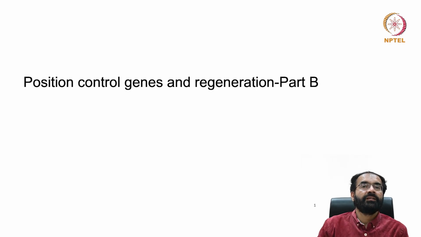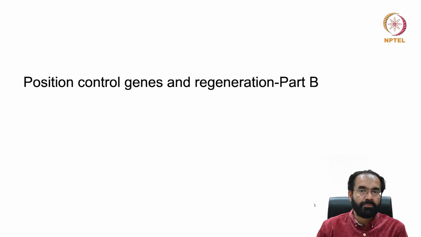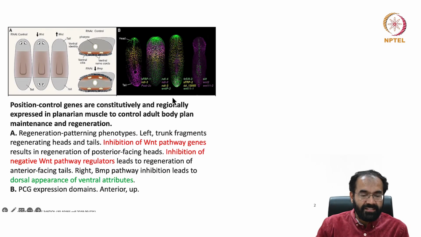So far we have been learning how different gradients contribute to organogenesis. Now we will learn how different position control genes contribute to the establishment of a given organ in a particular spot. So as you can see in this picture, this is a planaria that is cut either at head or tail, as you like.